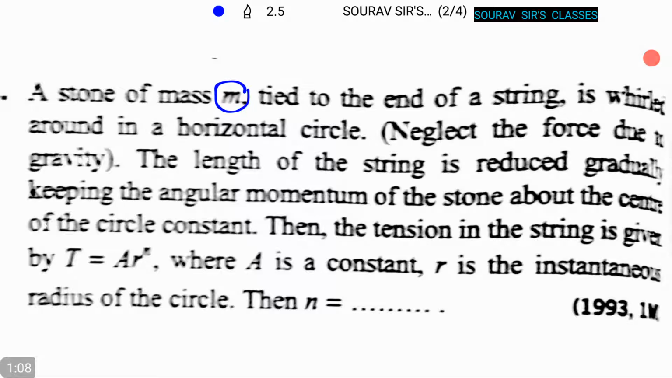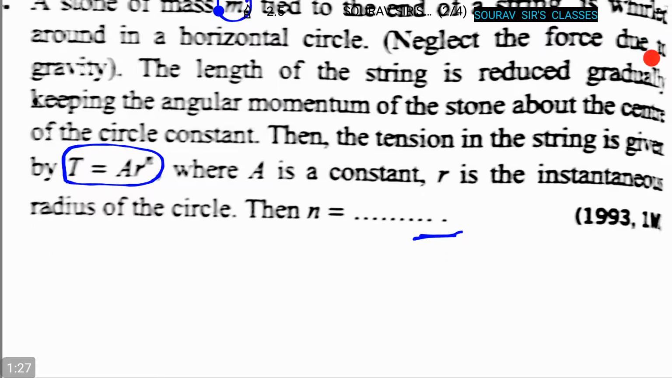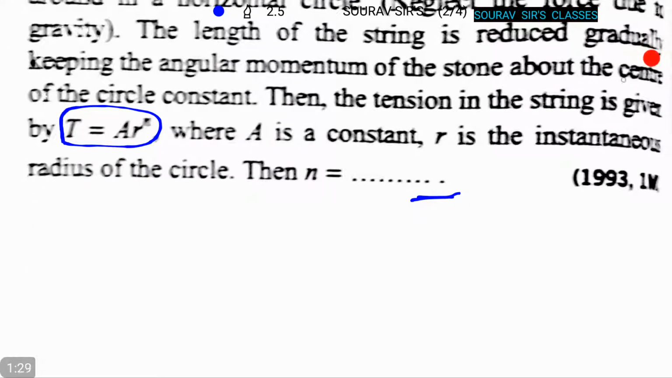T is equal to A r to the power n, where A is a constant, r is the instantaneous radius of the circle. Then we have to find the value of n here. So now let's proceed to the solution.